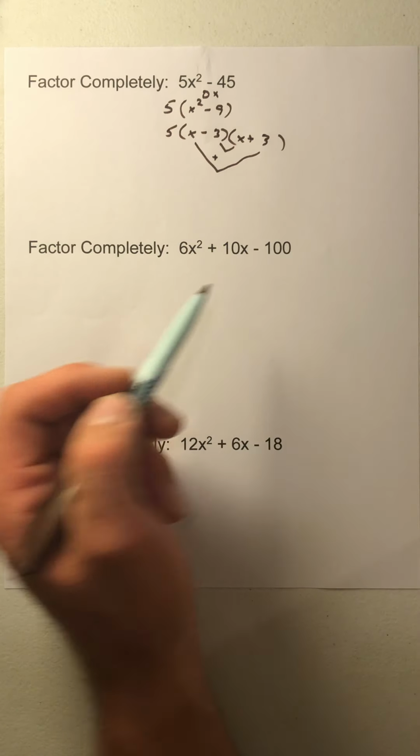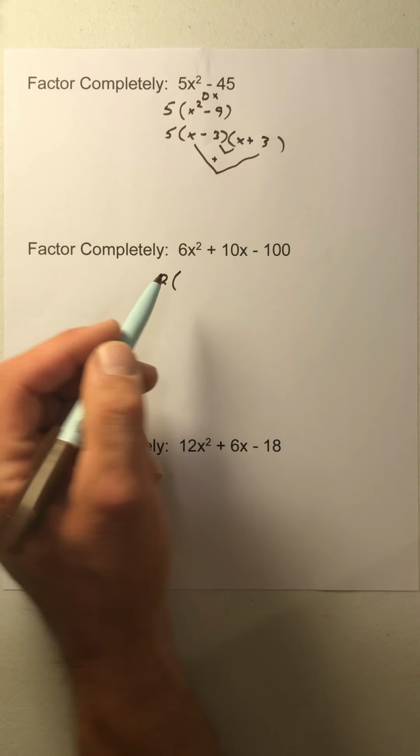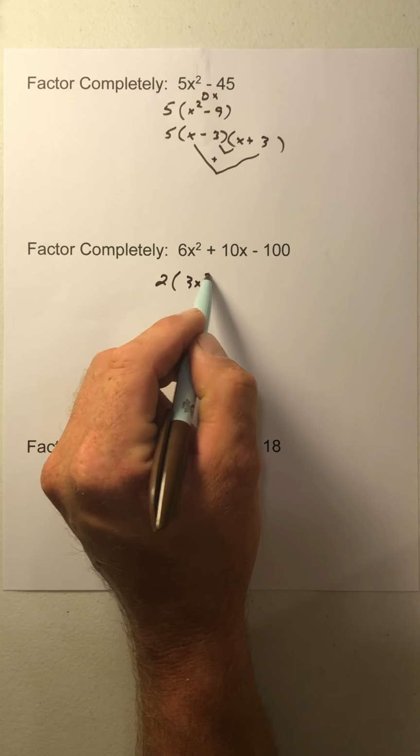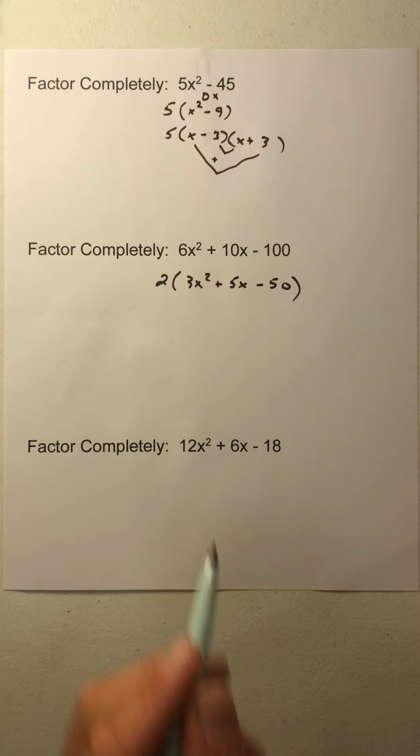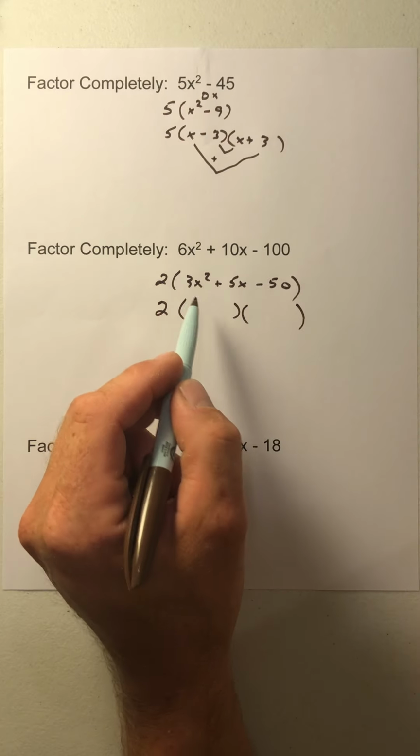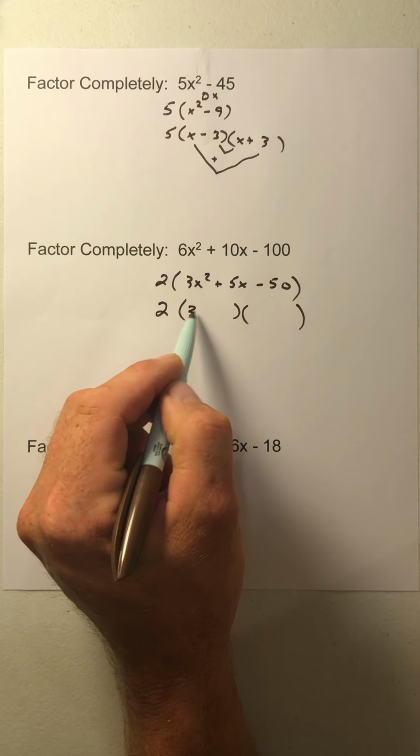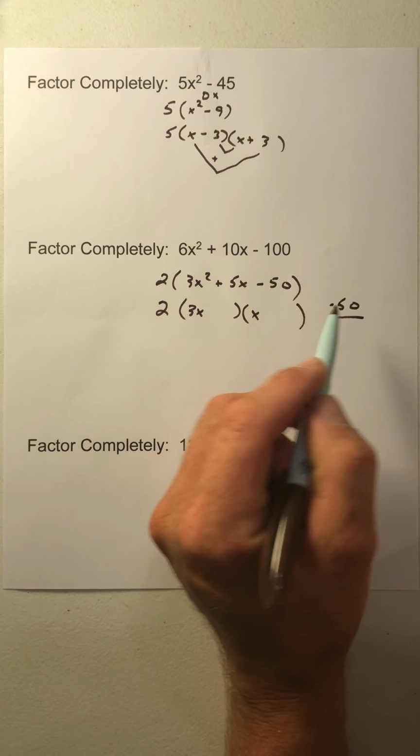6x squared plus 10x minus 100. What goes in all three of those? Our GCF is a 2. So we're looking at 3x squared plus 5x minus 50. I'm going to go ahead and set up my two sets of parentheses. We're going to take that 3x squared and break it up into 3x and x. 50, or -50.